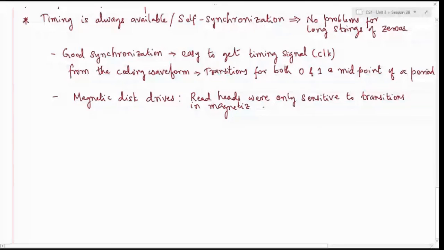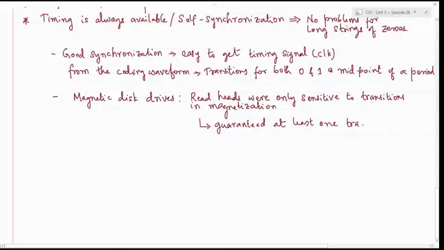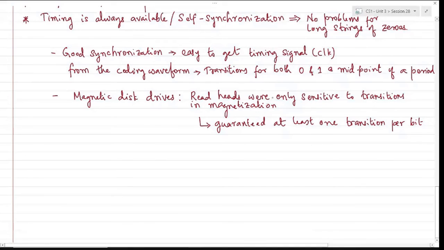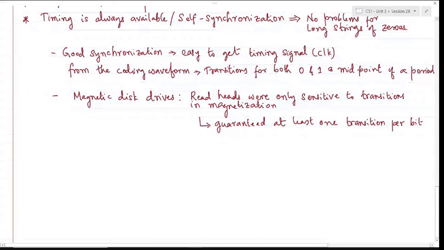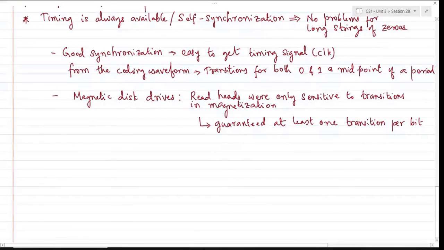And the Manchester coding actually guarantees at least one transition per bit. Okay, because there is a transition for both bit 0 and bit 1, so it guarantees at least one transition per bit, and hence the read heads were able to detect the data written over those magnetic disk drives. As I told, the transition in between the bit periods is helpful in keeping the timing or clock information intact.